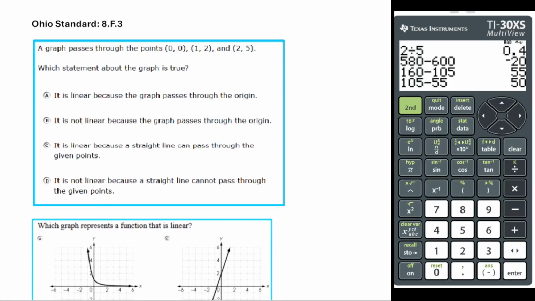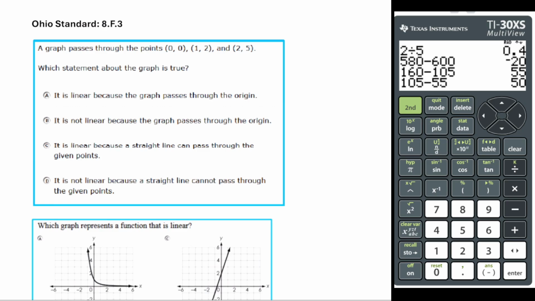All right, we're back with another Ohio State test standard review. Today we're looking at standard 8.F.3, another continuation of our functions unit. So let's hop right in.